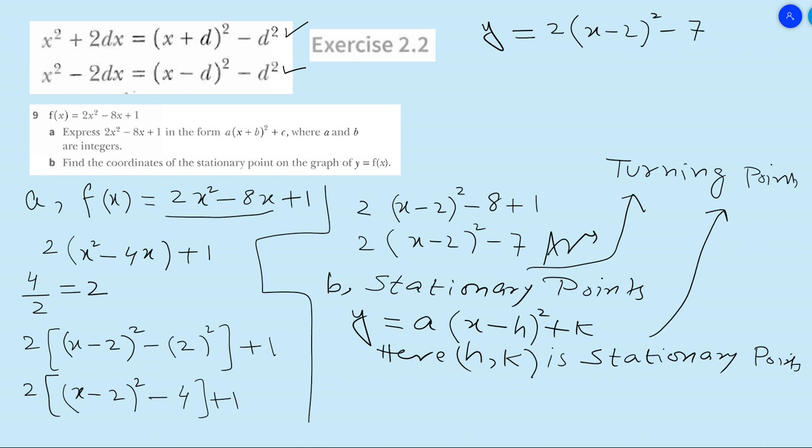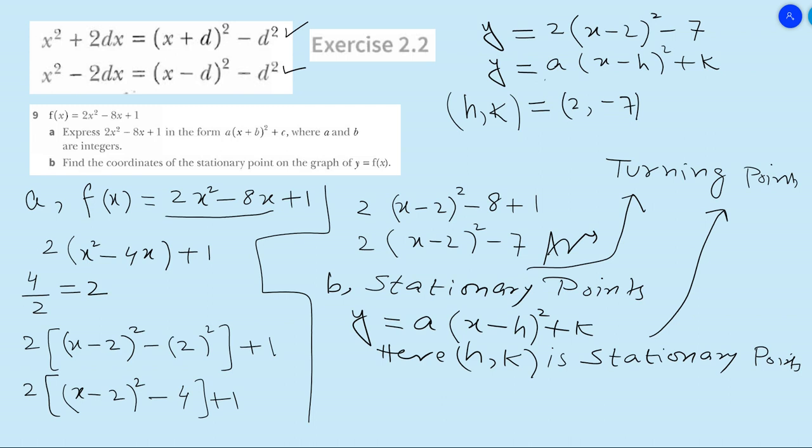So if you compare our answer with the general equation (x minus h) whole square plus k, and if you know that (h, k) is the stationary point, then you can find h and k. If you compare, (h, k) is equal to (2, minus 7). How? You can compare here.